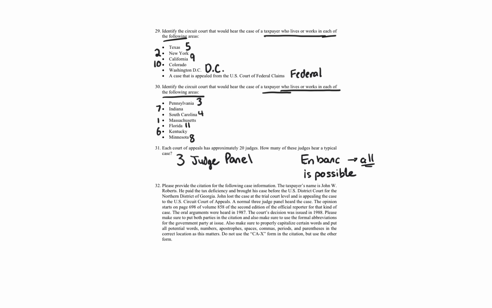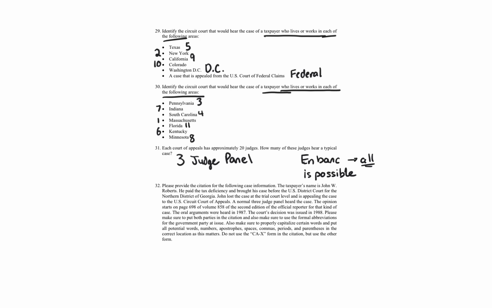The taxpayer's name is John W. Roberts. He paid the tax deficiency and brought his case before the U.S. District Court for the Northern District of Georgia. John lost the case at the trial court level and is appealing the case to the U.S. Circuit Court of Appeals. A normal 3-judge panel heard the case.